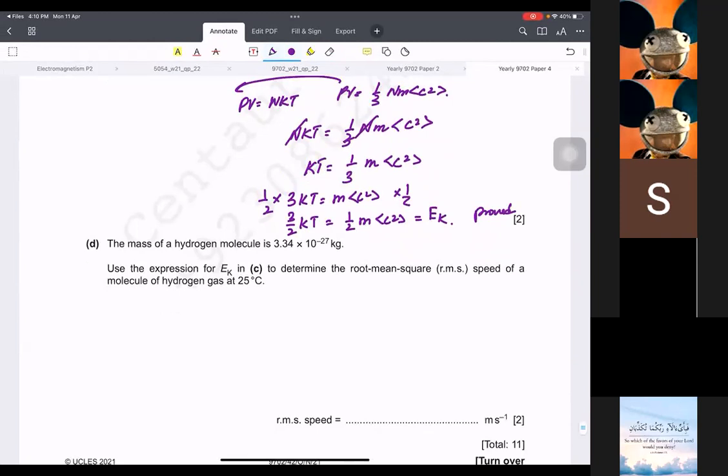Then it says the mass of hydrogen is given. Use the expression to determine the RMS speed. That's pretty simple. What you do? Kinetic energy निकालनी है हमने. Okay, नहीं, c निकालना है. Half times 3.34 times 10 raised to minus 27 times c square equals 3 by 2 k, k is 1.38 times 10 raised to power minus 23, and T is 25, 273 में 25, right. Okay.